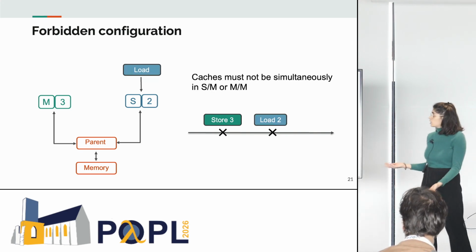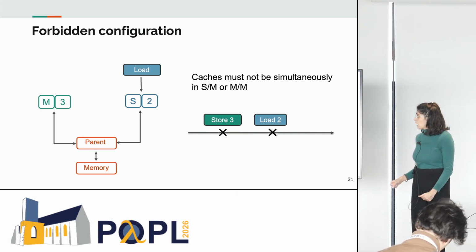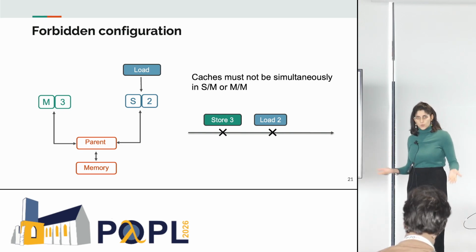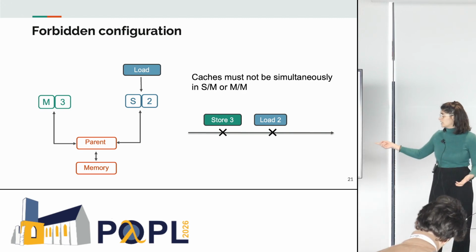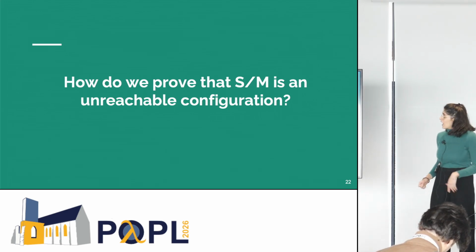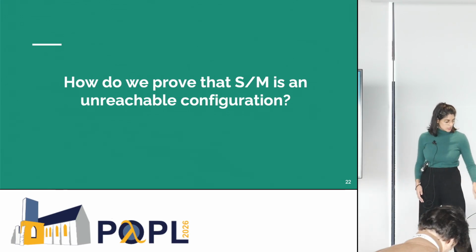Now the blue cache wants to perform a load operation, and it can, because it's in a shared state, but it's able to read just the value 2, which is not the last value written in this case, so we want it to be able to read the value 3. So how do we prove that MS are unreachable configurations?